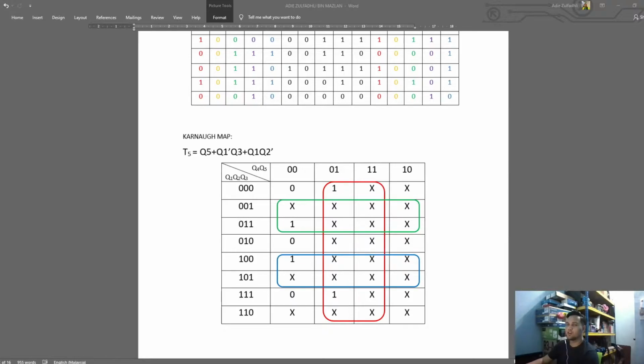I use base 2 to regroup the output here. So I got 1, 2 and 3, which is this is for Q5, and this is for Q1 bar Q3. Yes, Q1 bar Q3, and this is Q1 bar Q3, and this is Q1 Q2 bar.